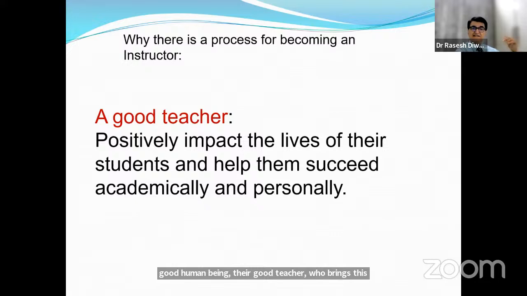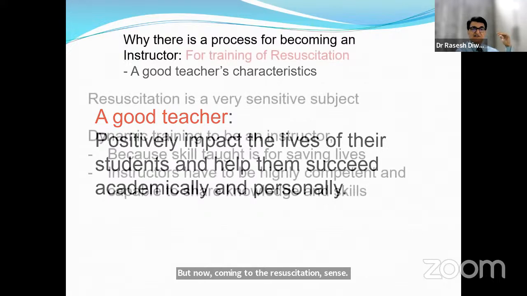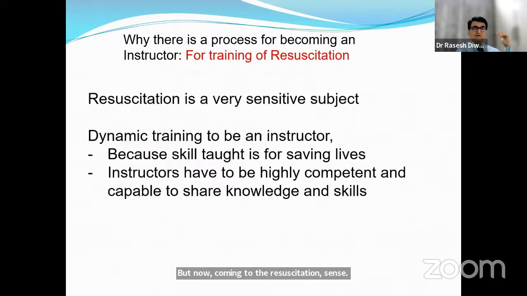But now coming to resuscitation science, there have to be some additional characteristics, because when we teach, resuscitation is a very sensitive subject, and the process of making faculty for resuscitation is a very dynamic process, because its skill is taught for the survival of people who are about to die, where impending death is there. So it is for saving lives.